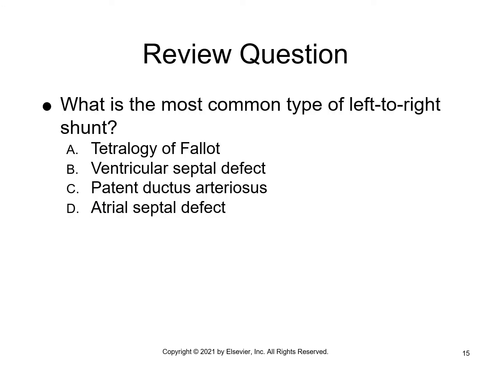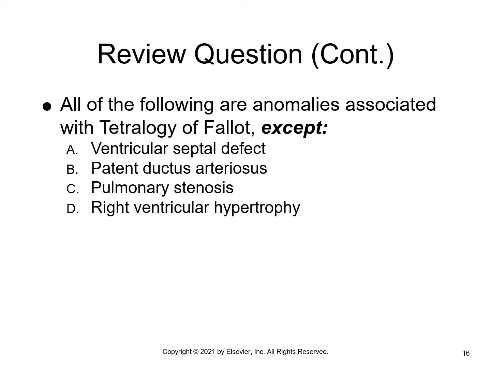Okay, review question. What's the most common type of left to right shunt? That was going to be our atrial septal defect, and that's sometimes because we have a remaining patent foramen ovale. All of the following are anomalies associated with Tetralogy of Fallot except: ventricular septal defect, that is an abnormality associated; patent ductus arteriosus, that is not; pulmonary stenosis, that is; right ventricular hypertrophy, that is. So B would be our answer here.